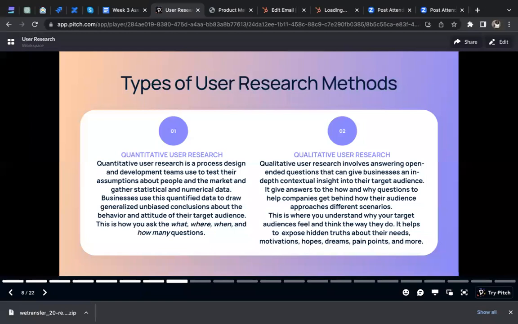Guys, please don't let this big grammar bamboozle you. Let me take that again so that you can understand. Businesses use this quantified data to draw generalized, unbiased conclusions about the behavior and attitude of their target audience. This is how you ask the what, the where, the when, and the how many questions. Who can reiterate those four questions that you ask using quantified data? The what, the where, the when, and how many.